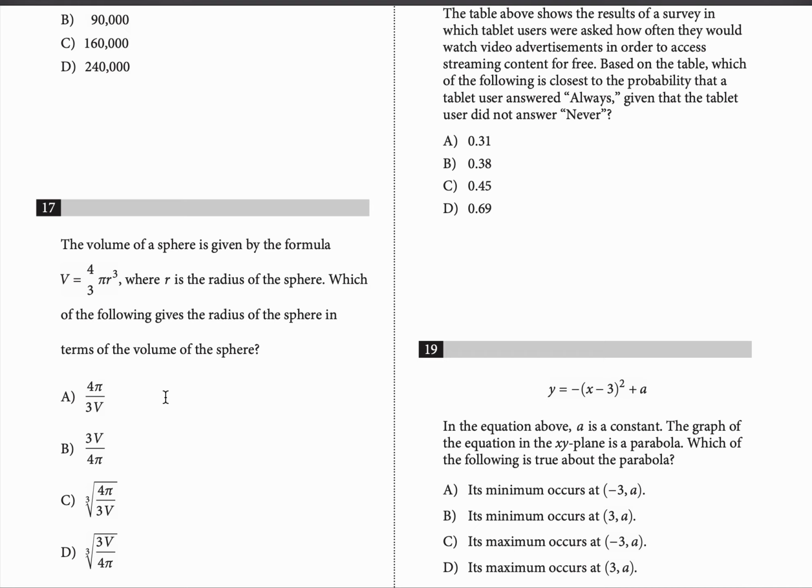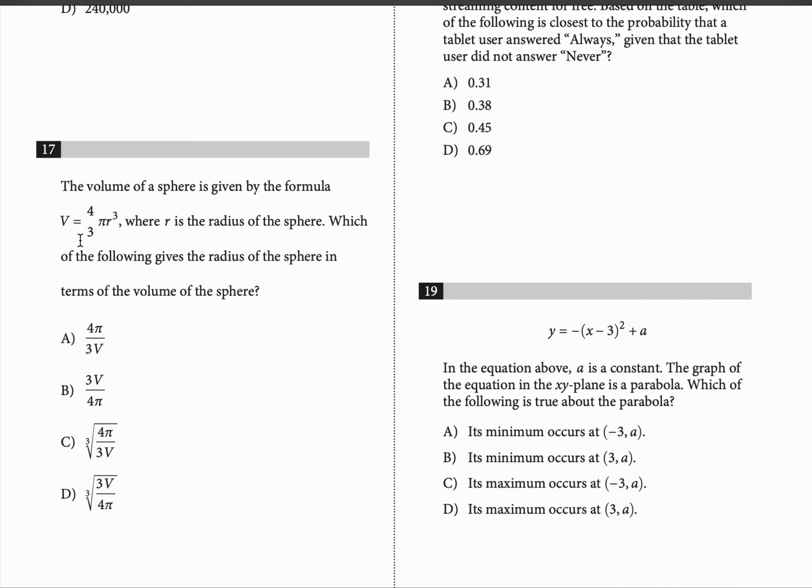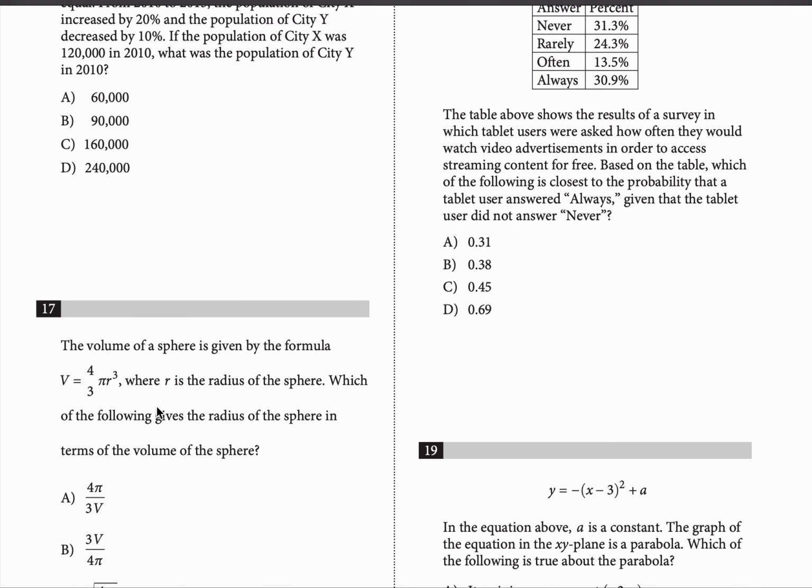Radius. Alright, so we're just moving it around. So let's do v over pi. Let's do 3/4. And okay, so yeah, fine. D.